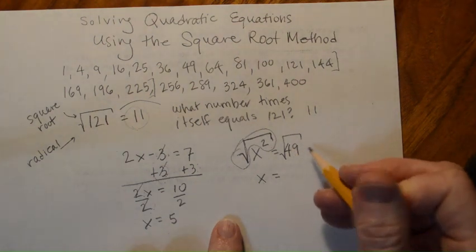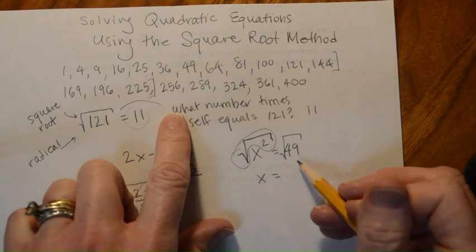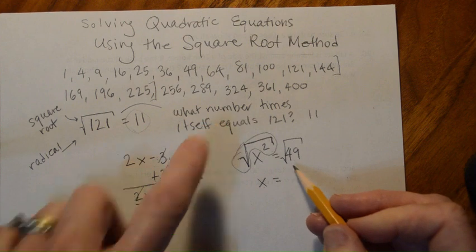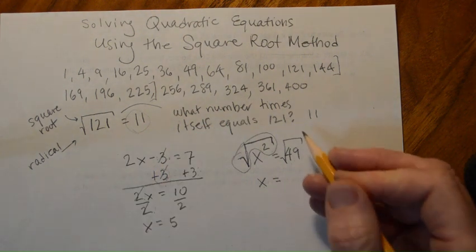And so then I would say, oh, square root of 49. Again, that asks the question, what number times itself equals 49? And we would say 7.